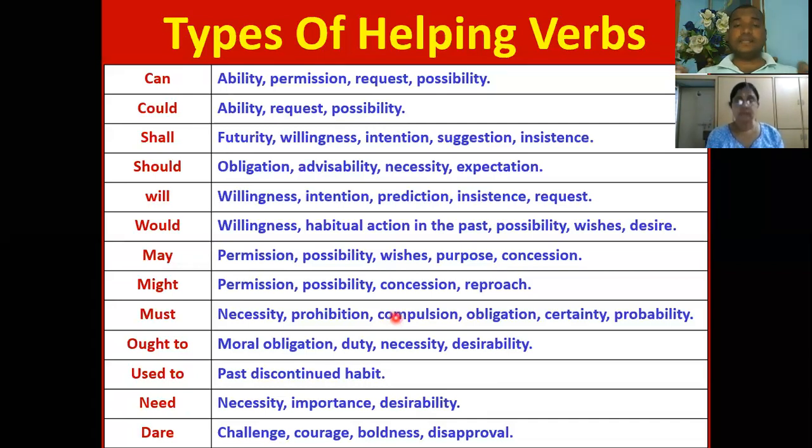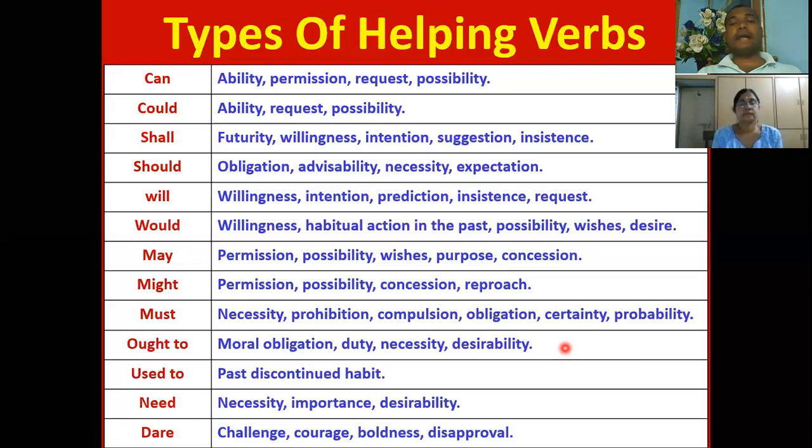Will, willingness, intention, prediction, insistence, and request. Would, willingness, habitual action in the past, ability, wishes, desires. May, permission, possibility, wishes, purpose, concession. Might, permission, possibility, concession, or approach. Must, necessity, prohibition, compulsion, obligation, certainty, probability. Ought to, moral obligation, duty, necessity, desirability.